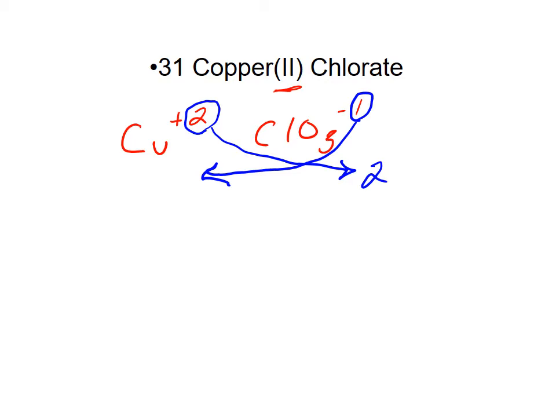So we will have copper. We don't write ones. Then it's ClO3. The 2 will be out here, but since it's two groups of that, we got to put that in parentheses.